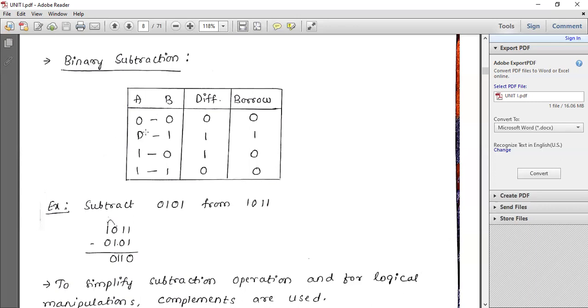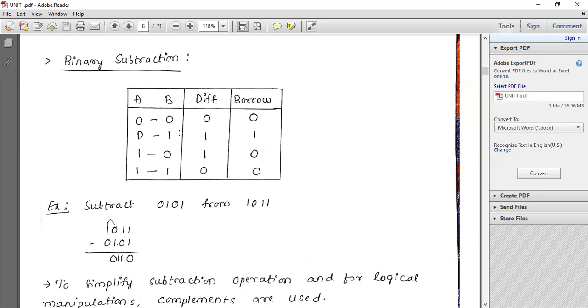0 minus 1: let us wait until we complete the remaining two, and we will move on to this second combination later. 1 minus 0, that is, 0 bit is subtracted from 1, so the difference will be 1. There is no borrow generated, so borrow will be 0. 1 minus 1: as we know, the difference is 0 and no borrow, so 0.